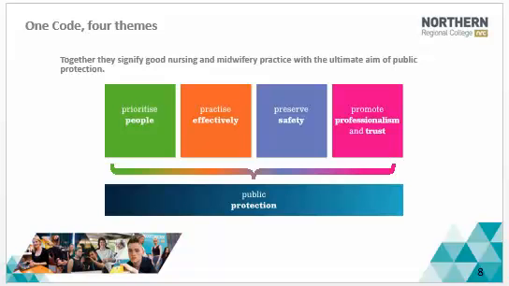And so this code is set out so that we can constantly keep it in the back of our minds, so that we ultimately protect the service users at every stage of their interaction with us. And you can see here that the code has got 4 themes. The first theme is to prioritise people.